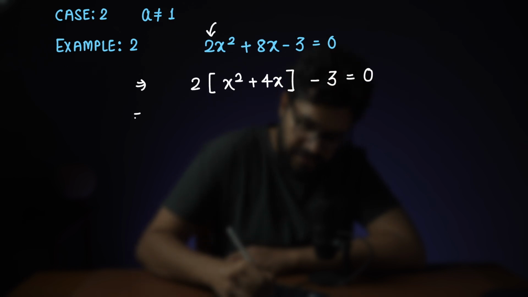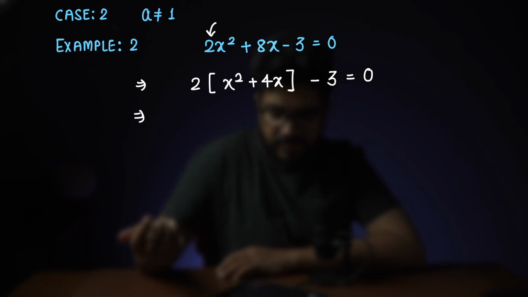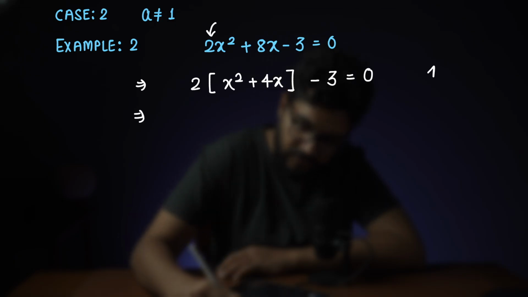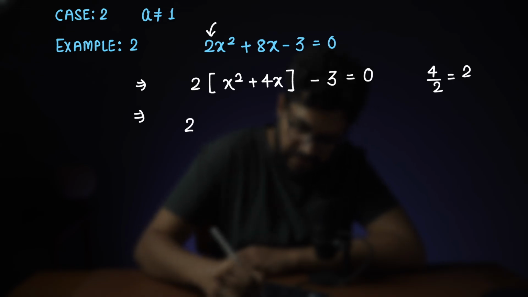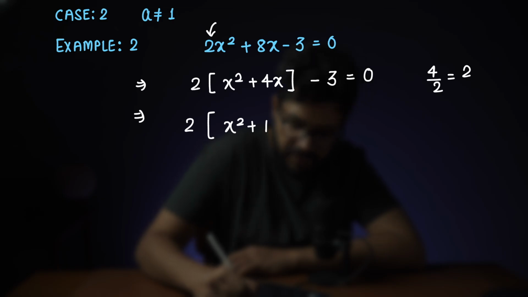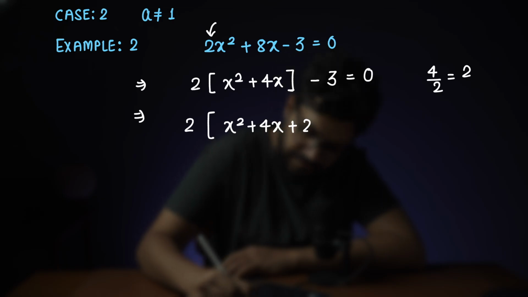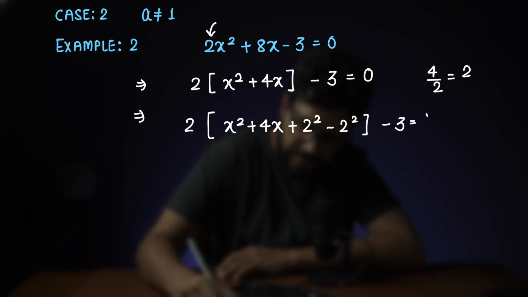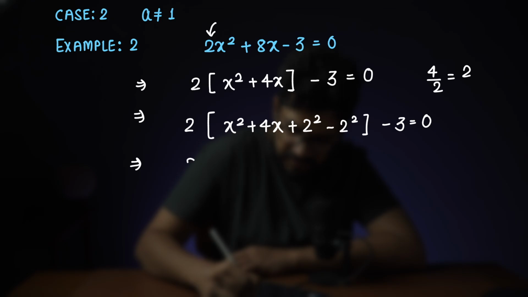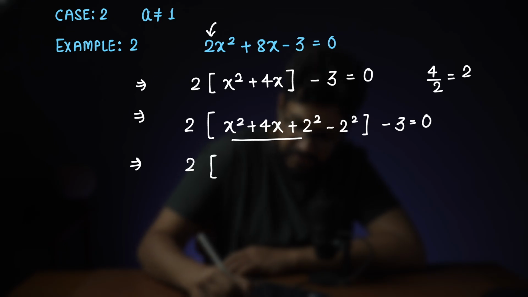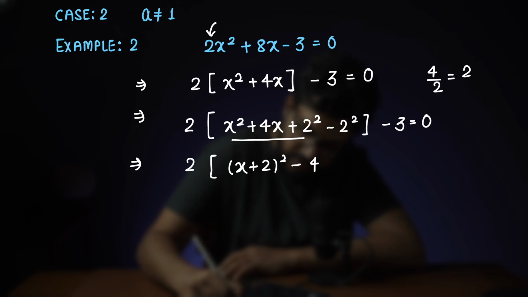Now we'll apply the same method. We will take half of 4. So half of 4 is 2. So it means in the given equation, inside the bracket, I will add 2 squared and subtract 2 squared. Minus 3 is equal to 0. So this implies 2 times, the first three terms make a perfect square of (x plus 2) whole squared, minus 4, minus 3 outside, which is equal to 0.